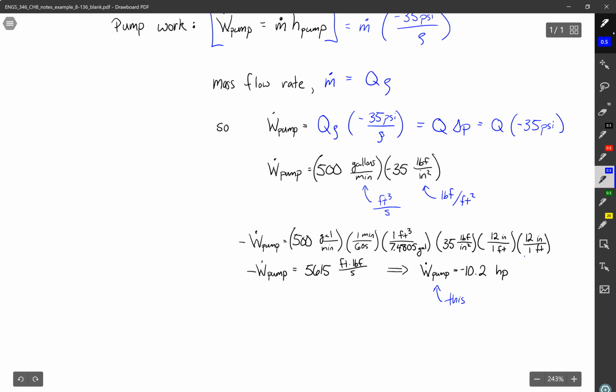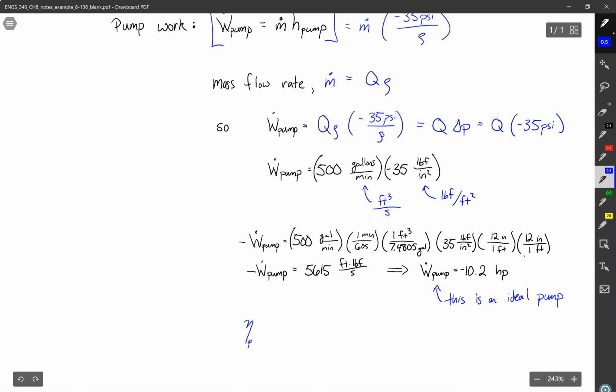This is for an ideal pump. If you remember back to thermodynamics, an ideal pump is one that has no entropy generation, delta S equals 0. This is one that is ideal, perfect. It's the best that we could do. A real pump is not going to be as good. So it's going to give us the same pressure change, 35 psi, but it's going to take more work to get there.